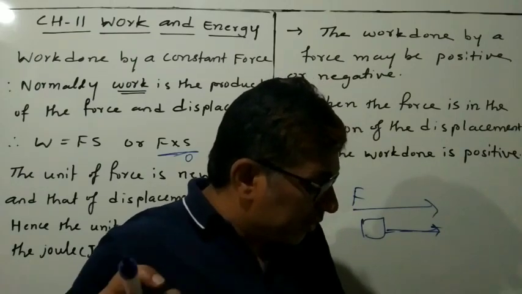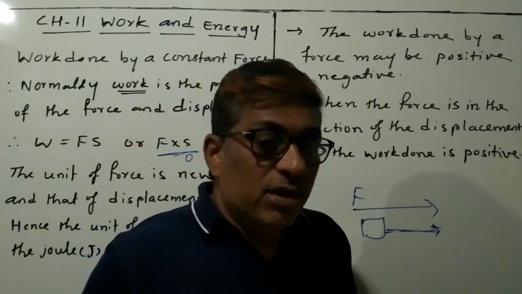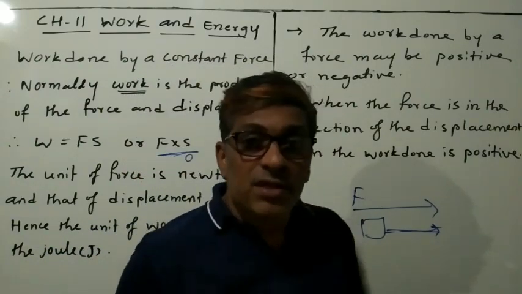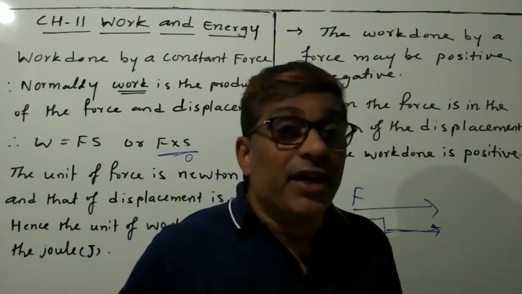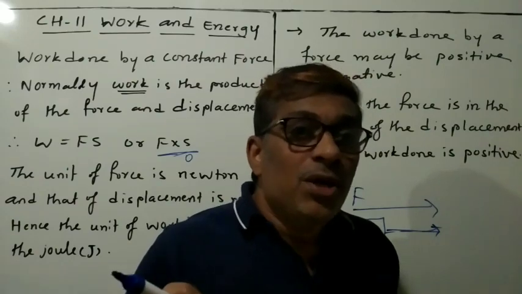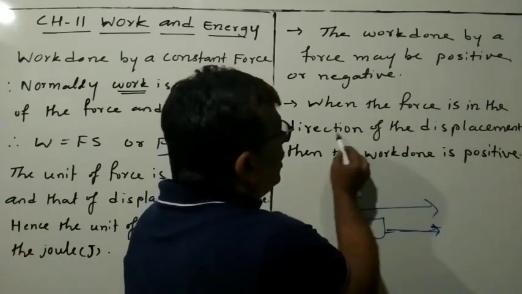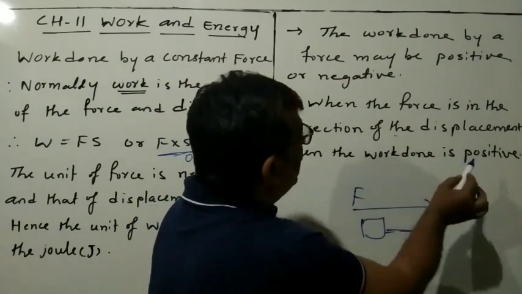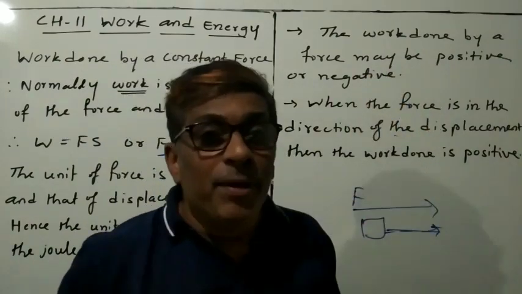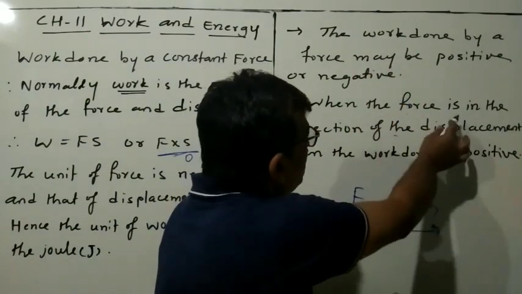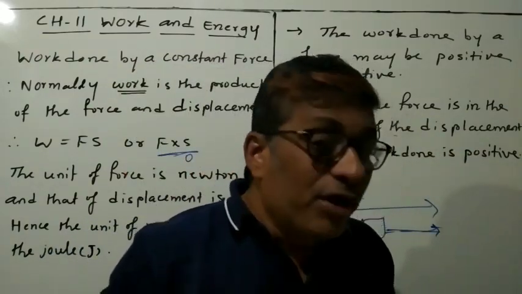So in this situation, the work done will be equal to the product of the force and displacement. The work done is F into S, which you already learned. In such a situation, the work done will be taken as positive. Here the answer will be a positive result. Why? Because when the force is in the direction of the displacement, then the work done is positive. See, the work done may be positive or it may be negative. But when the force is in the direction of the displacement, then the work done is positive. Okay, got the idea now?